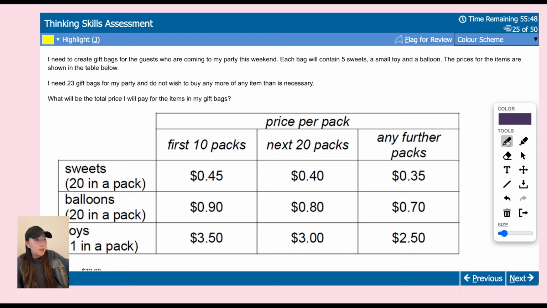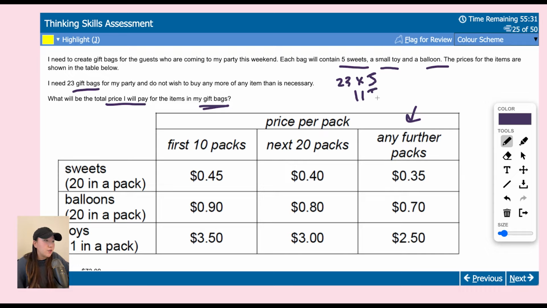Also looks very familiar, so we'll have a look. What is the total price I will pay for my gift bag? So I need to create gift bags for my guests who are coming to my party. Each one contains 5 sweets, a small toy and a balloon. The prices are as below, and I need 23 gift bags. So that would mean in total I need 23 times 5, so I need 115 sweets, 23 small toys and 23 balloons. As you can see here, what I mean by this question's come up before is like you should be able to recognize what you're looking at here.